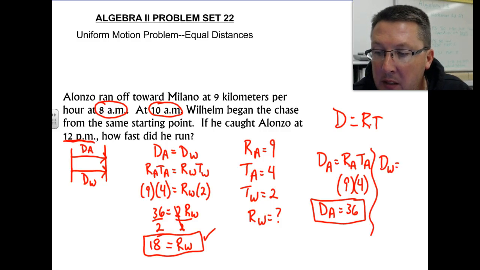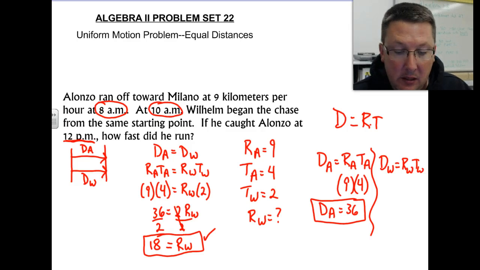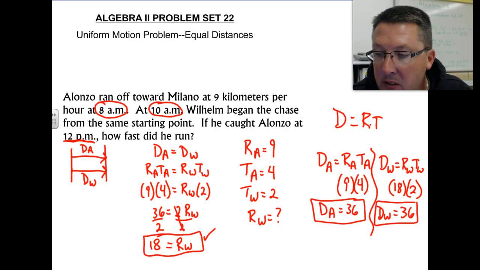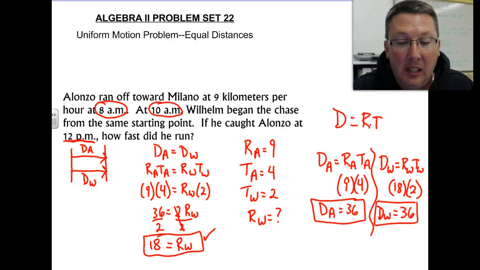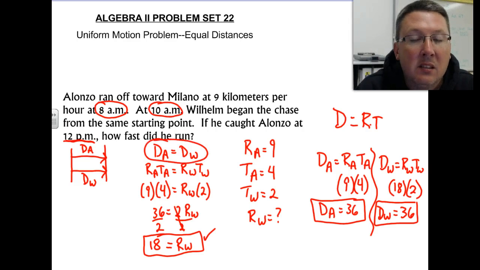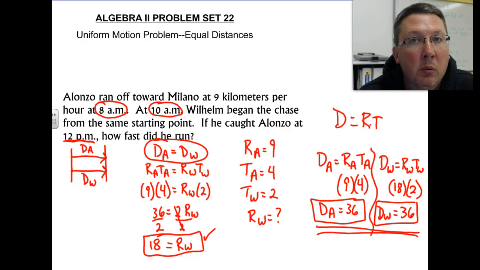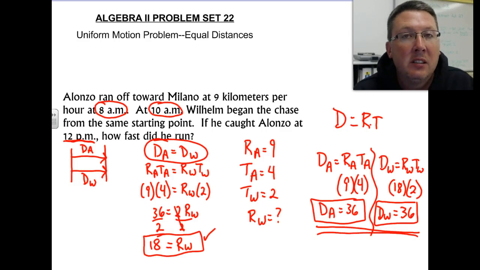Now we can check Wilhelm. Distance for Wilhelm is rate Wilhelm times time Wilhelm. His rate we found to be 18. His time we figured out to be 2. We multiply that together. Distance Wilhelm is 36. Now this is a good way to check yourself because we said at the very beginning that these distances are equal. So we checked it out and they are both equal. All right, every now and then again you'll be asked what was the distance traveled. So you'll have to pair up the rates and the times.